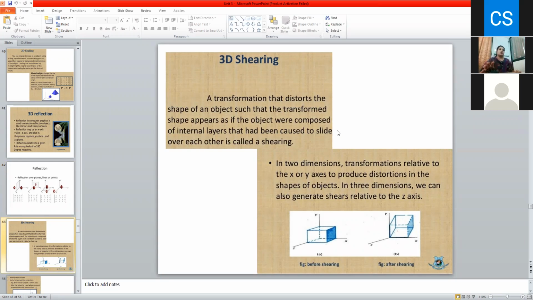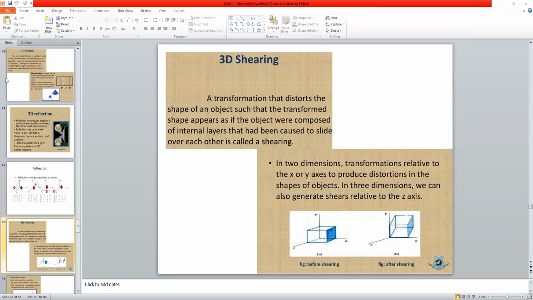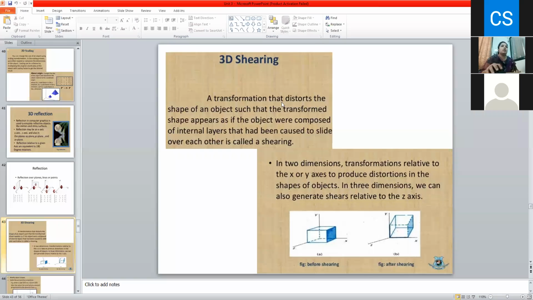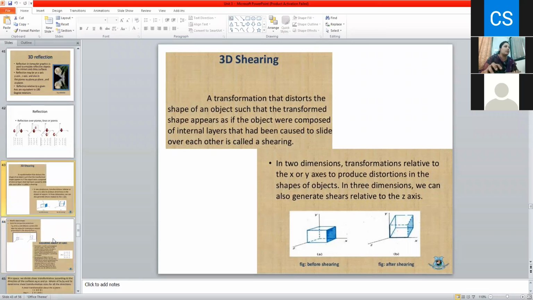Next is 3D shearing. So till this particular point we have covered, and now we are going to see the shearing effect. Shearing is possible only due to off-diagonal elements. So here the next slide is showing that only.